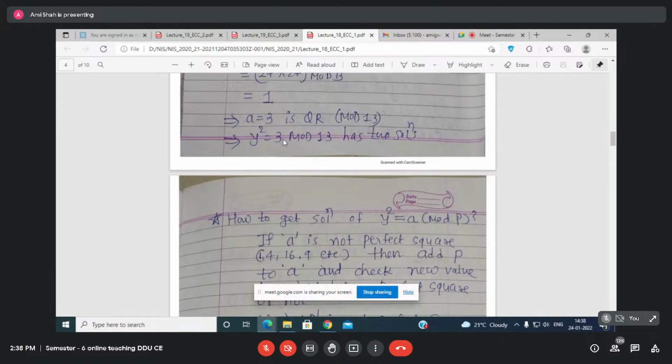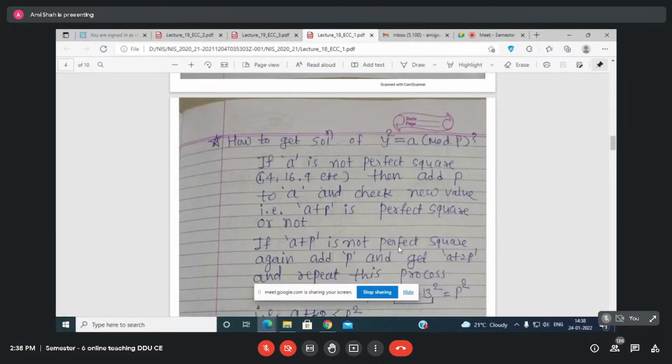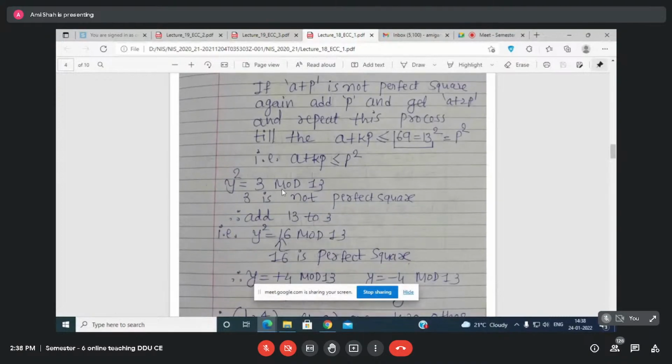So now what you get is 16. Whatever the new value that you are getting, you have to check whether it's a perfect square or not. If it's not a perfect square, then again you have to add this p, so it becomes a plus 2p. In this way, you continue to repeat the process. This thing I have explained. So here, when I am adding p to this a, I am getting 16.